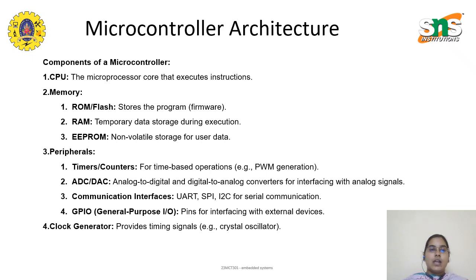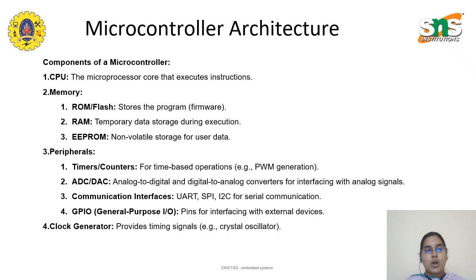Before getting into the architecture, we should know what the basic components of a controller are. First one is the CPU, that is nothing but the microprocessor core that executes the instructions. So the CPU is the same. Memory is an extra part which is inbuilt here, and ROM stores the program. RAM is temporary data storage during execution. EEPROM is non-volatile storage for user data, and peripherals are also needed for external interfacing.